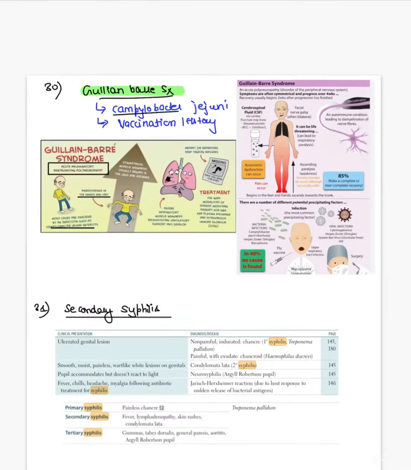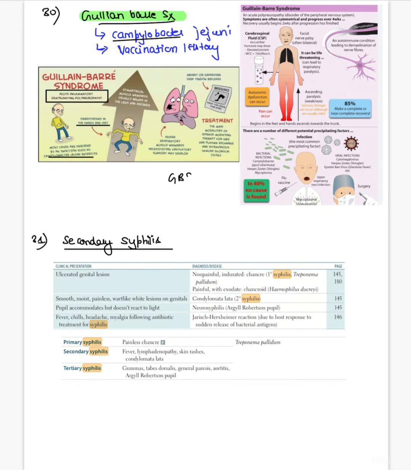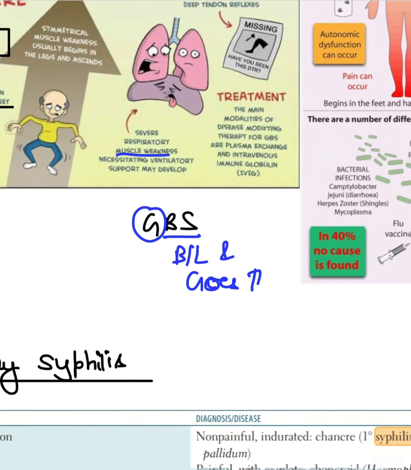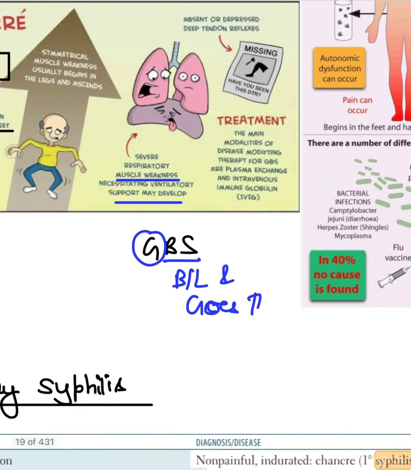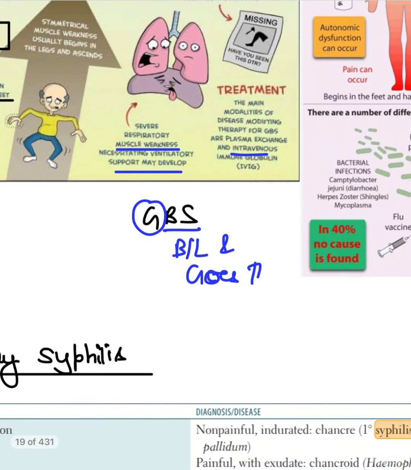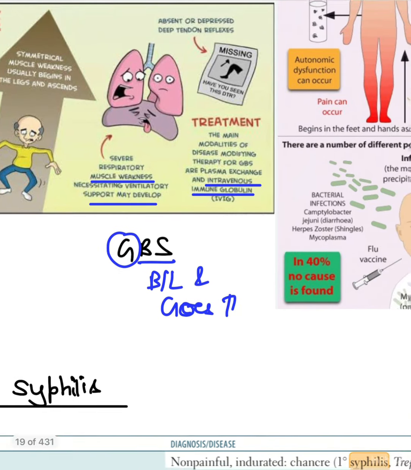And I'll give you a mnemonic: GBS, Guillain-Barré syndrome. BS means bilaterally symmetrical, and this goes upward, guys. Remember, it starts distally and it goes upward. That is important. If it goes upward, it can involve respiratory muscle weakness leading to the need for ventilator support. For treatment, you have intravenous immunoglobulin and plasmapheresis. There is no role of corticosteroids.